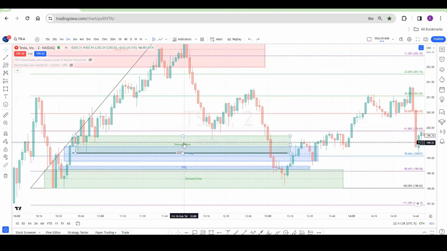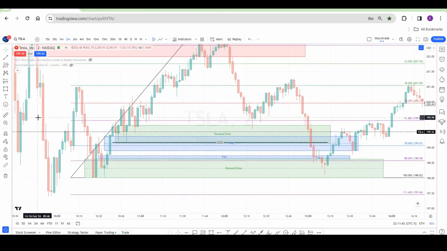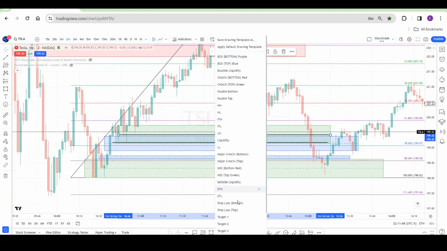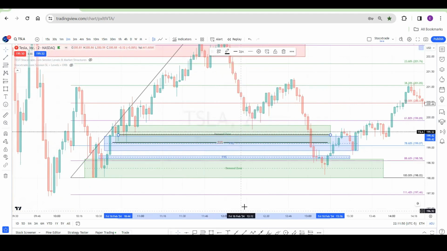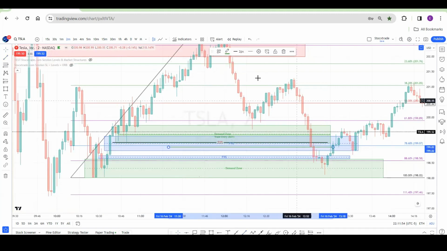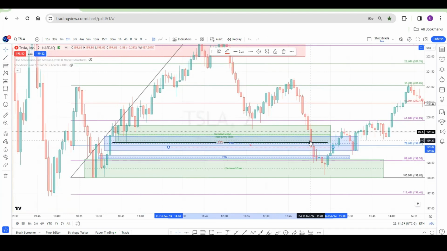Inducement, because the market maker knows that retail traders think this is the liquidity. They want to go into a buy trade somewhere here, and their stop losses will be below this zone. You will be happy, oh, I got the trade, but once the market enters, the same candle will also hit your stop loss, or maybe the next candle. So don't trade like this.